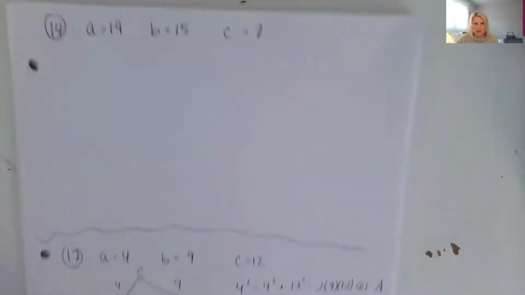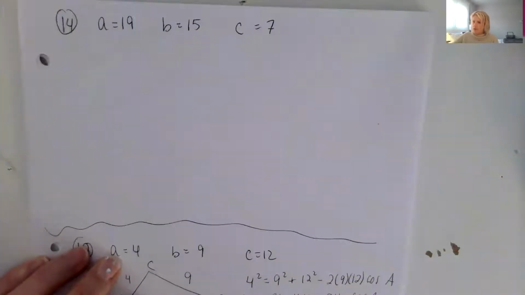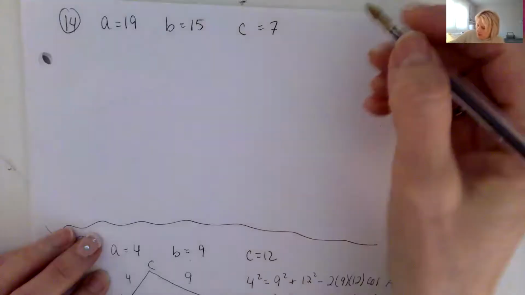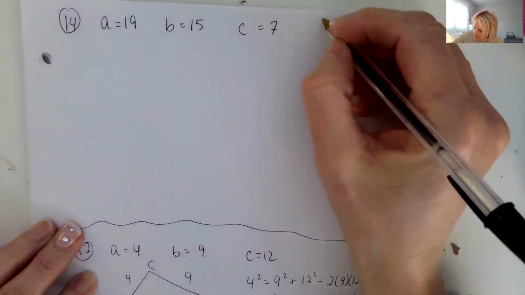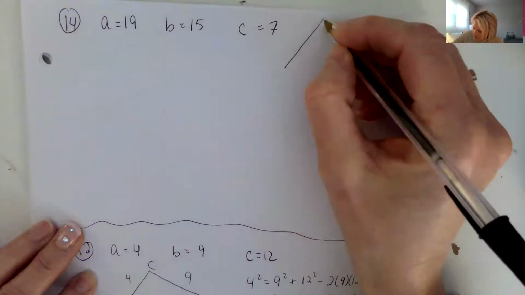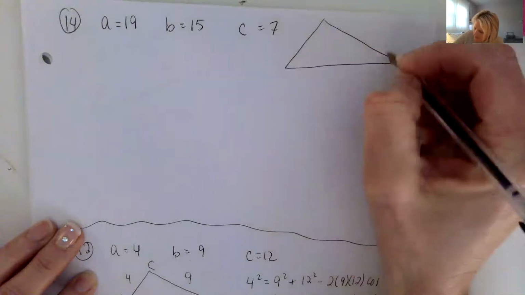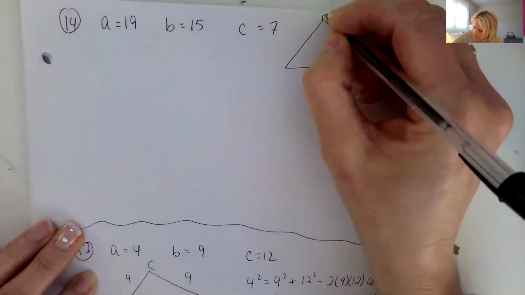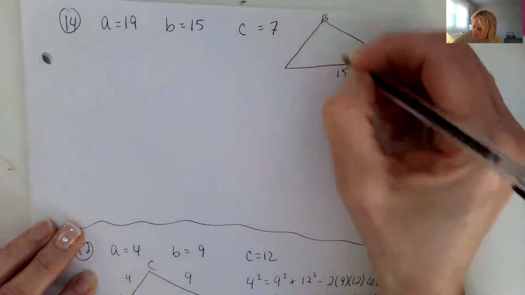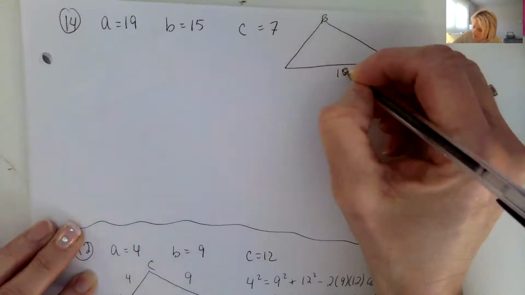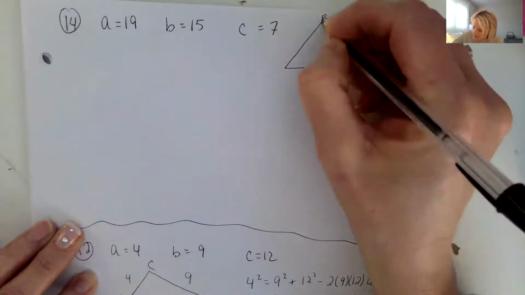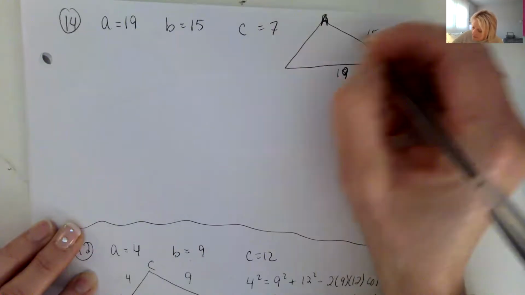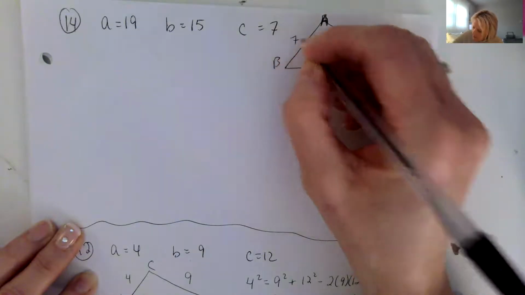So let's go ahead and do the similar for 14. I'm going to draw my triangle here. My longest is going to be 15, and that's going to be B. Oh, no, 19, and that's A. A is the longest. The next longest is 15, and that's B. And then C is the smallest.